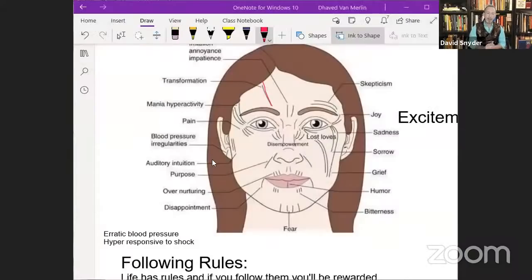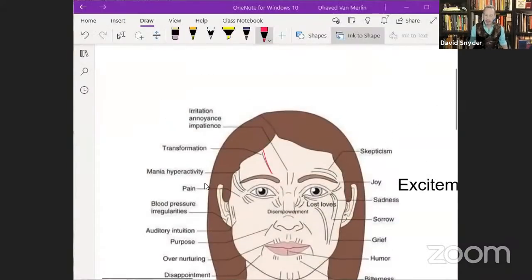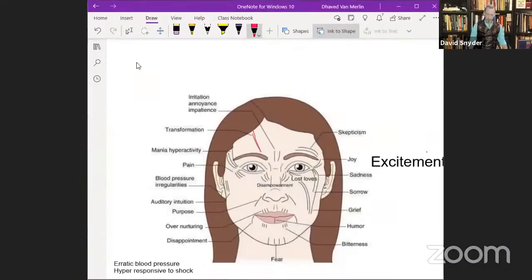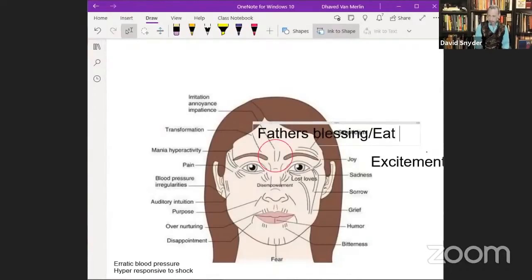Now, the next couple of lines we want to talk about, I see these so much, and these are really, really important, okay? When we look at people's foreheads, and especially the area between their eyebrows, this area is commonly referred to as the Father's Blessing area, or the seat of the stamp. Not eat of the stamp, seat of the stamp.